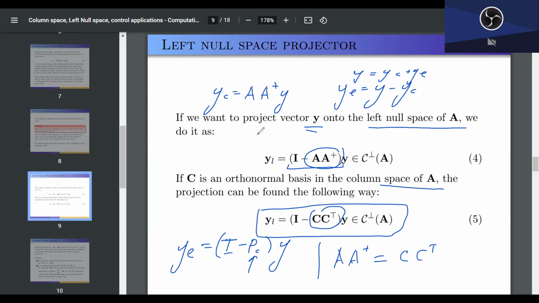I'm sorry, is YC a projection of A to the column space, right? Yeah, C is projection to the column space, the one I drew here. Because left null space is orthogonal to column space. Yes.